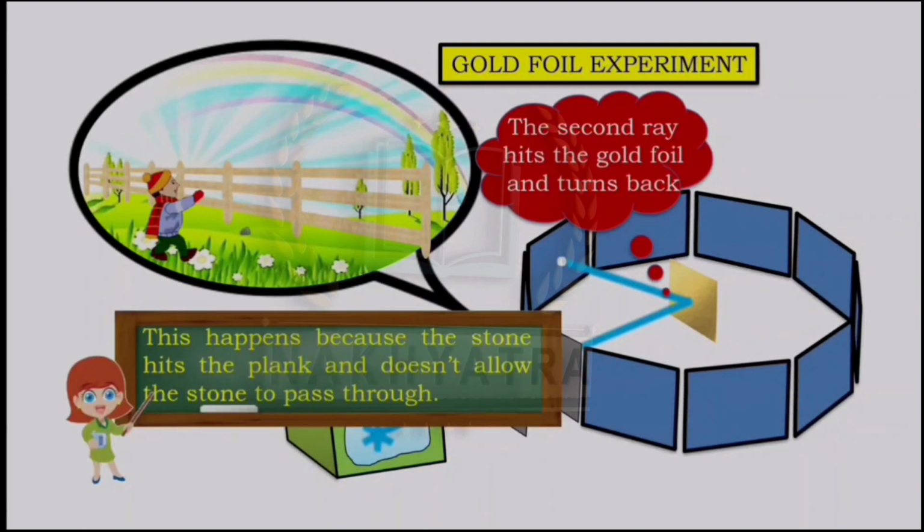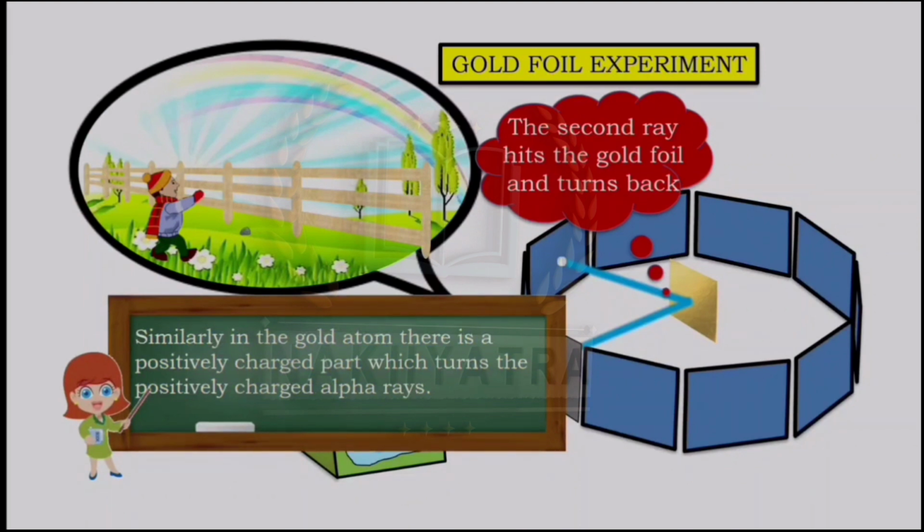You can say that this happens because the stone hits the plank, which does not allow the stone to pass through. Similarly, in the gold atom, there is a positively charged part which turns back the positively charged alpha rays.